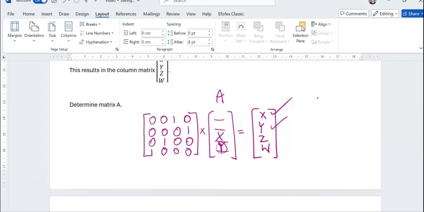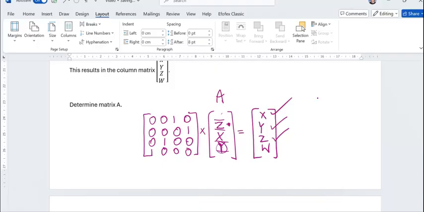For the third row, 0 times something plus 1 times something. So this is picking up this position here in my original matrix, and I know the answer to that has to be Z, so my Z needs to go in here. If you think through the multiplication, 0 times whatever's in this first position plus 1 times Z plus 0 times X plus 0 times Y gives me the answer of Z.